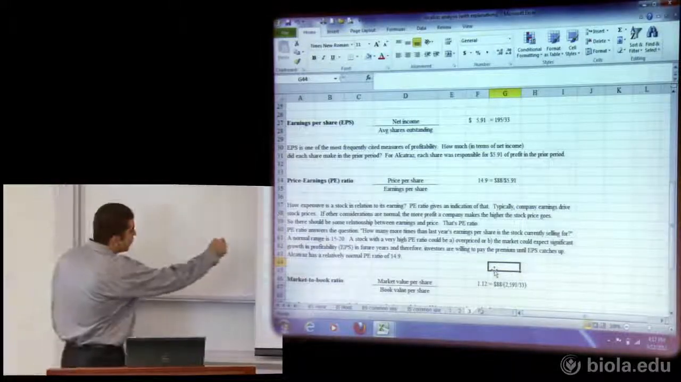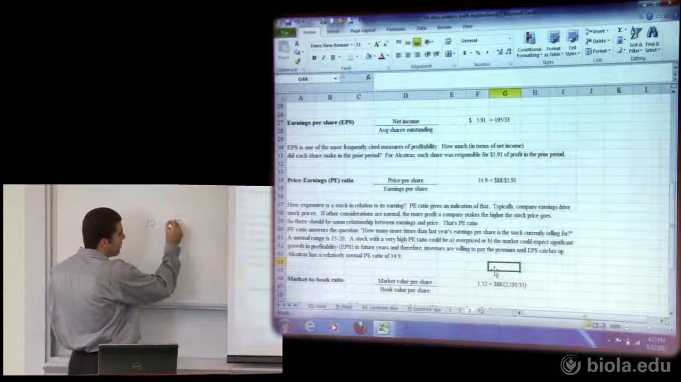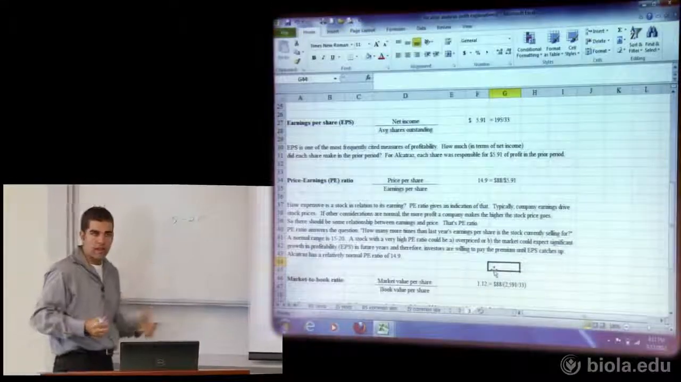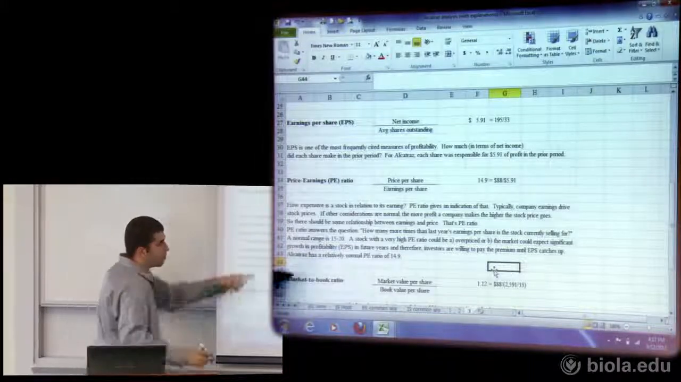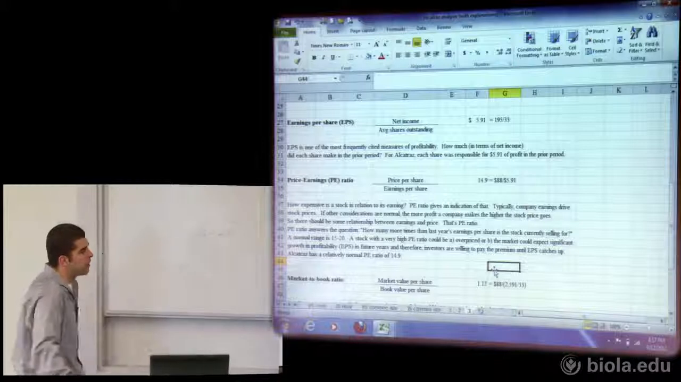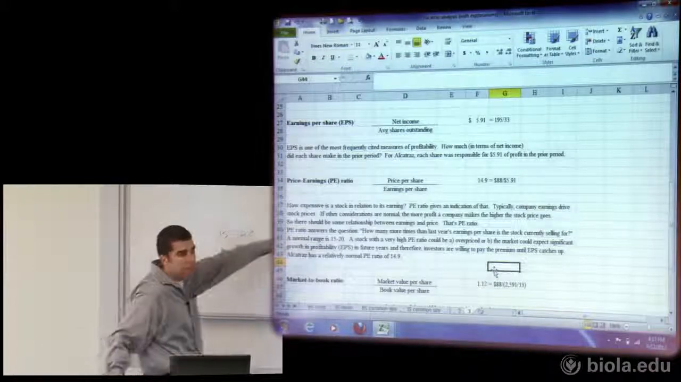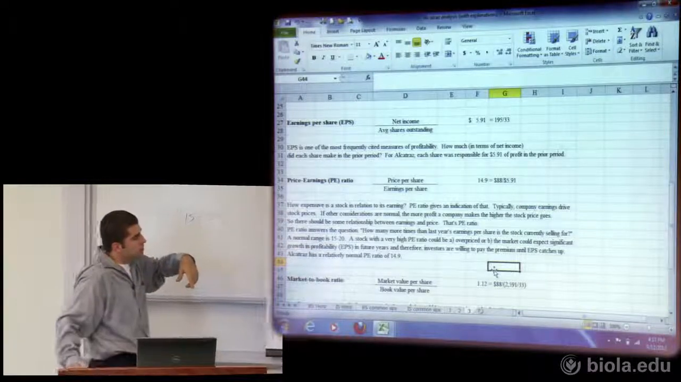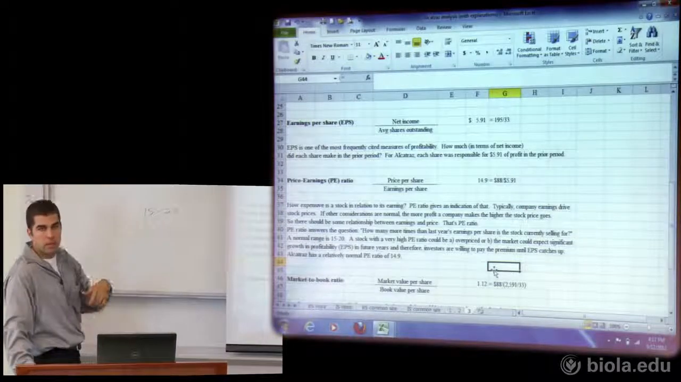I got a couple notes here you can read through. 15 to 20 is just about average. What do you think Apple is right now? What do you think Google is right now? Some of these tech stocks, their price is way up. Their earnings aren't quite up to that level, and so they have a very high PE ratio. So you're paying a lot for what they're actually earning. Why would you do that? One of two reasons. Go ahead.